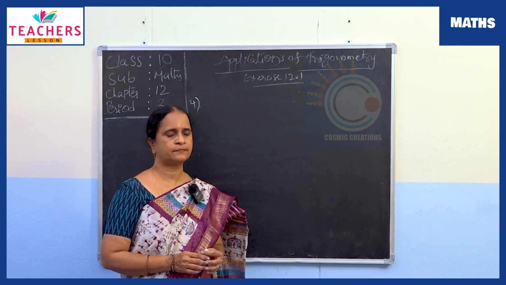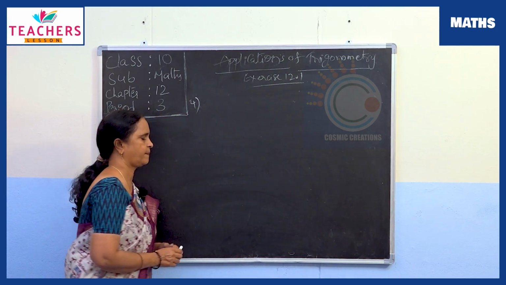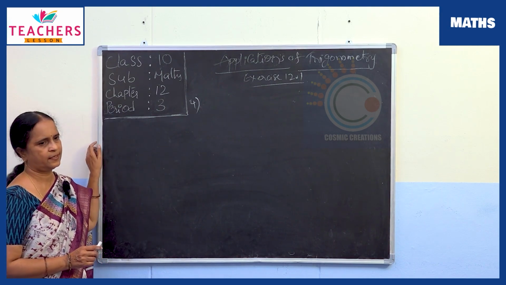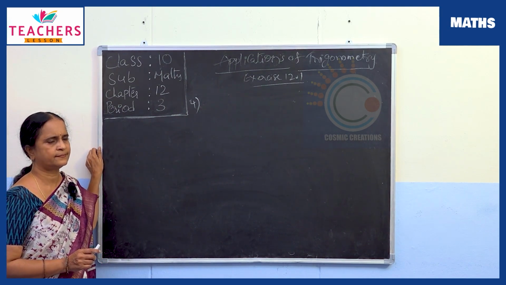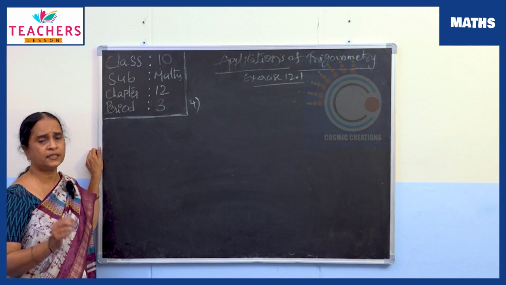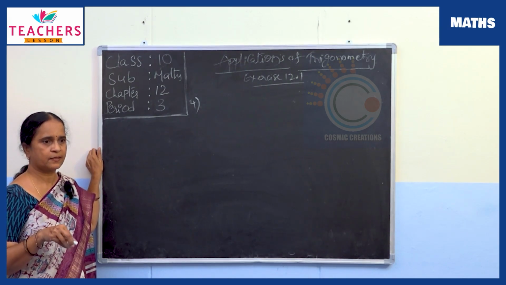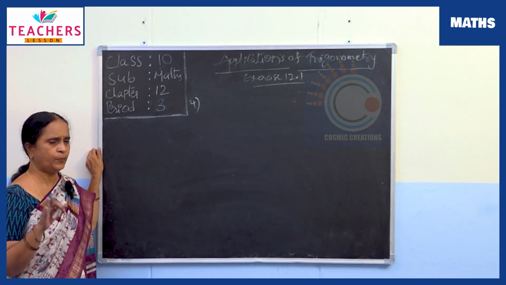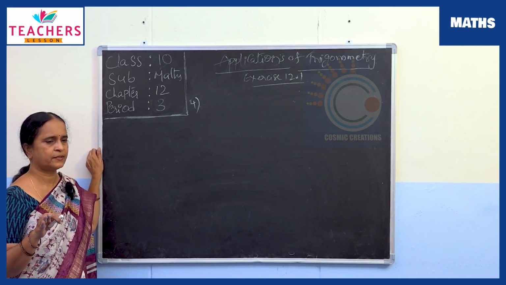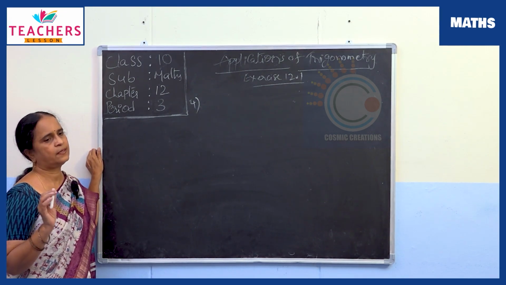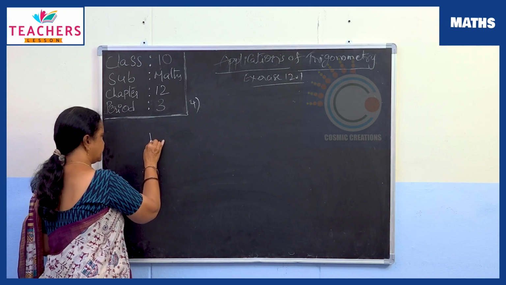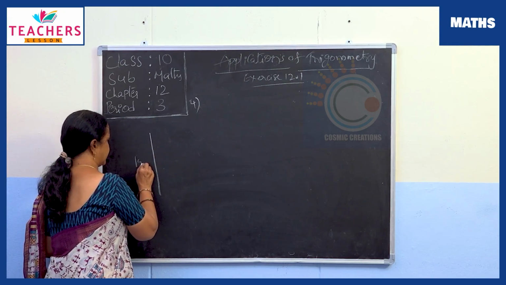Length of the shadow of a 15 meter high pole is 15 root 3 meters. A pole is there. That height is 15 meters.